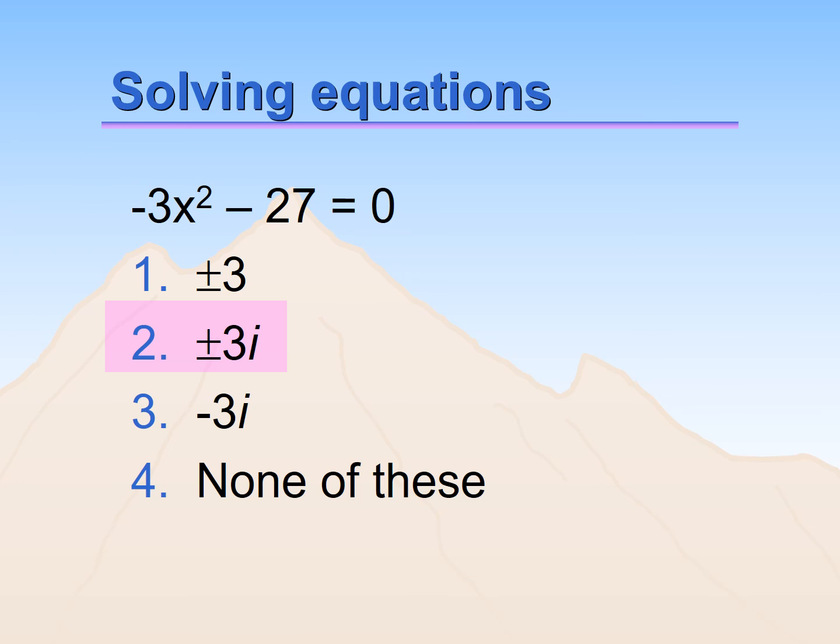So you would have gotten x squared equals negative 9. And then you would have square rooted both sides, which would have given you the plus or minus symbol. And then the square root of negative 9, well, the square root of negative 1 is i, and the square root of 9 is 3. So that's how you get plus or minus 3i.